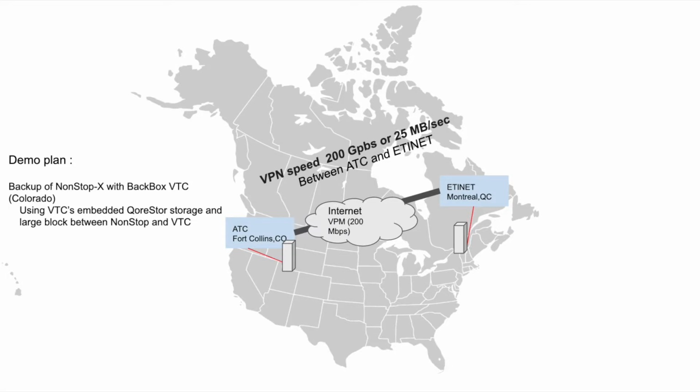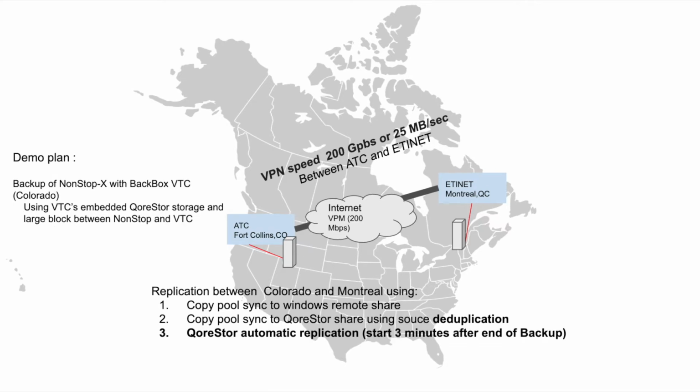So our demo will start with a backup of a NonStop X on a BackBox VTC. That BackBox VTC will use the CoreStore, and before seeing the automatic replication start, we will need to wait 3 minutes. During that wait time, we will initiate the equivalent of a copy pool sync between the local CoreStore and a Windows share in Montreal using a regular Windows server.